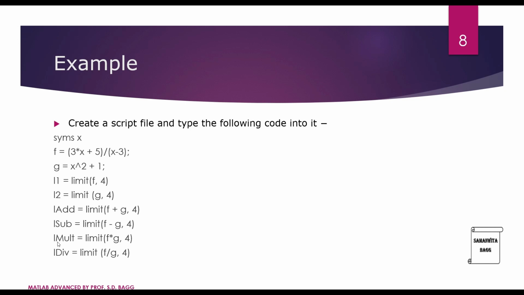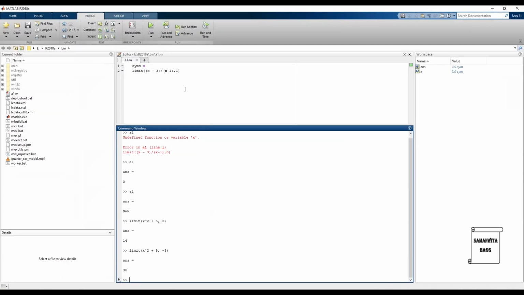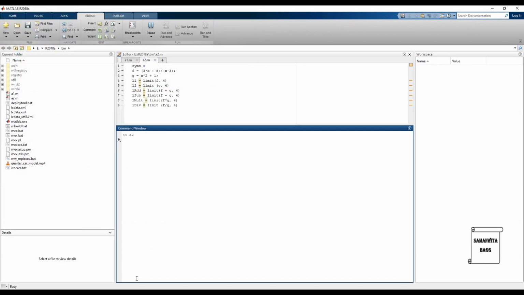Then you have the limit for multiplication, which is limit of f into g comma 4, and for division it will be limit of f upon g comma 4. Now let's solve this in MATLAB and see how we get the results. I'll open a new script and save it as A2.